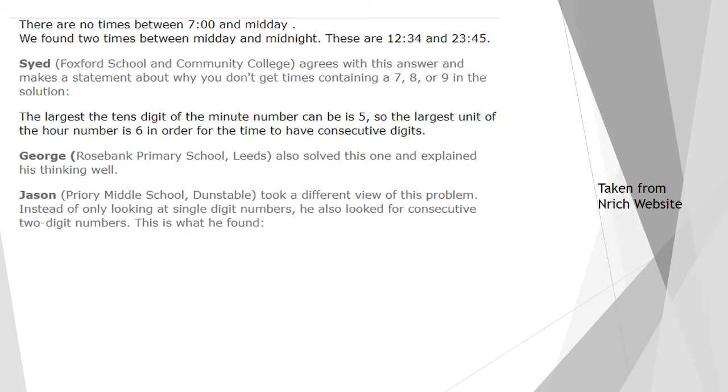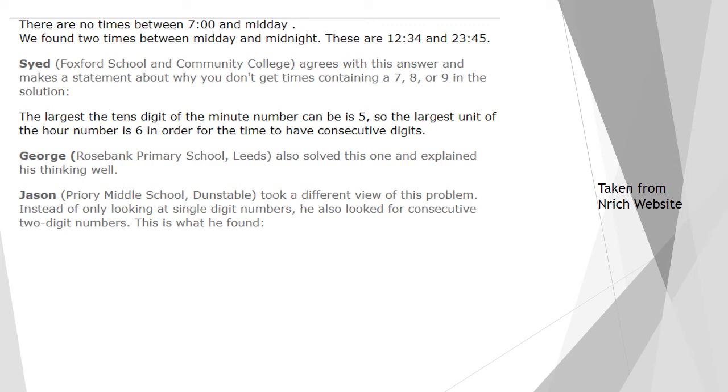So, here are some ways that some children worked through this problem. And this is taken from the NRICH website, which is a great website for problem solving. Saeed agrees with this answer that there are no times between 7 and midday.